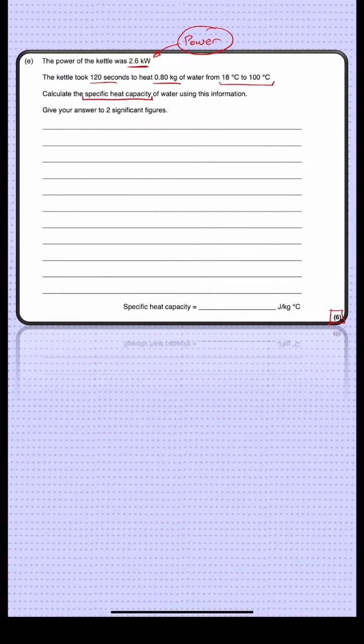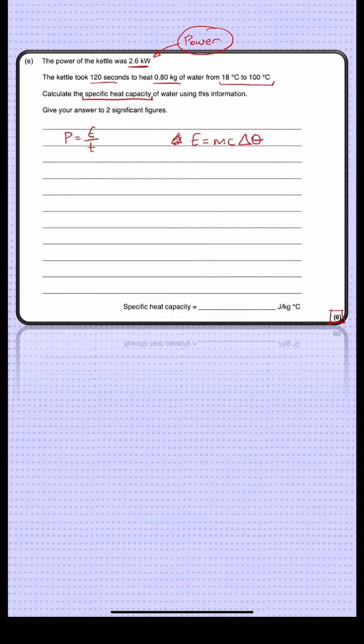So power, we're going to need an equation for power. Power, we said, is equal to energy over time, right? Another equation, yes, the specific heat capacity equation. So specific heat capacity, it was energy is equal to mcΔθ, okay? We're going to have to use both of these. So first of all, we're going to use the power equation.